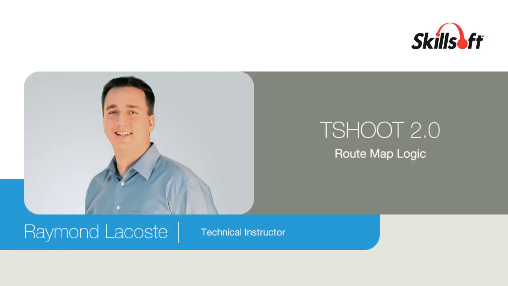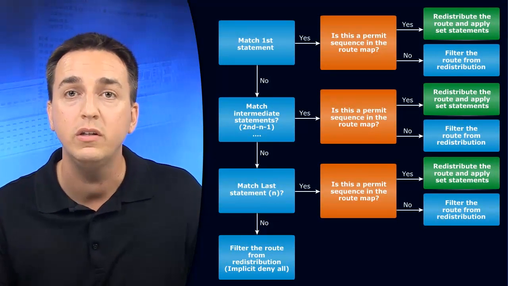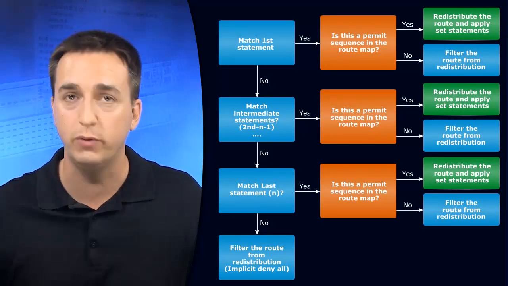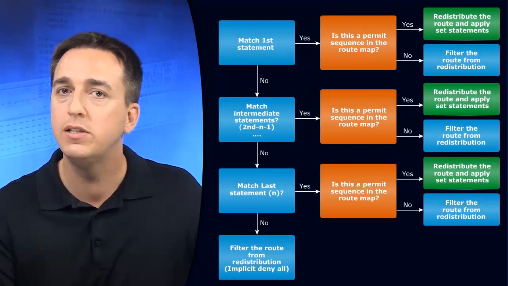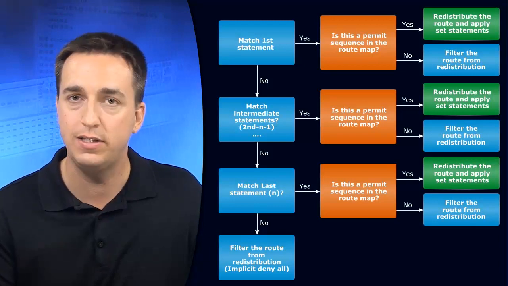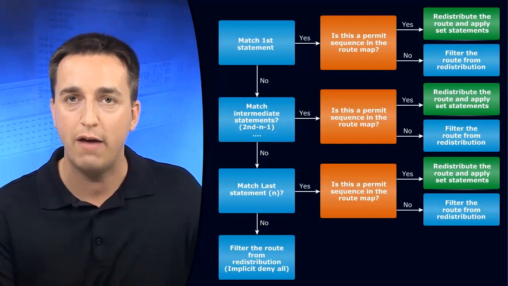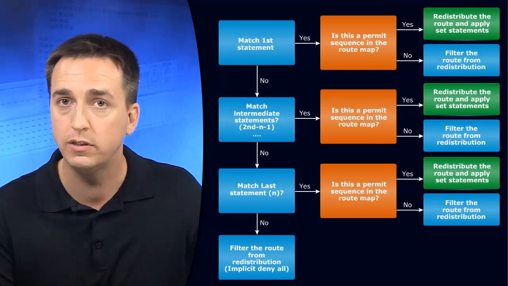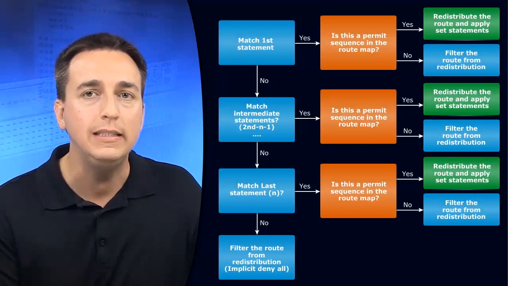This is the logic of a route map. Now, route maps can be made up of one sequence or a whole bunch of sequences. But within those sequences, we're going to find match statements, and then we'll also find set statements. So what we're trying to do with a route map is match traffic or match routes and then perform a specific action on them with the set statement.